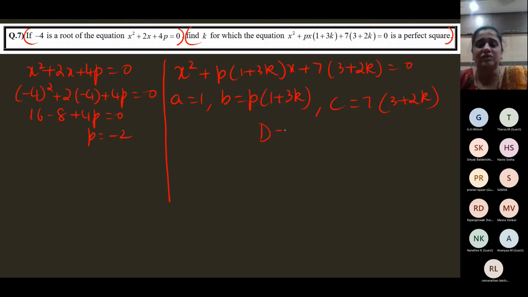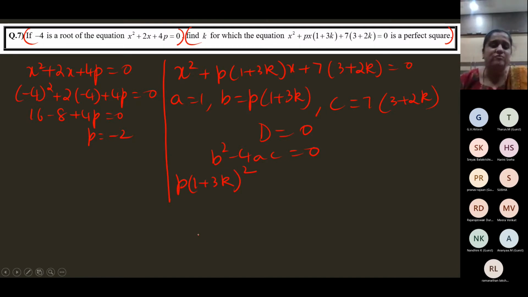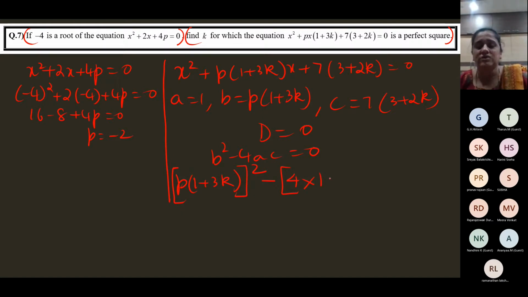Now, what is the condition? D is equal to 0. Why? Because it's a perfect square. And what is D? B square minus 4ac is equal to 0. What is B square? P into 1 plus 3k. Write all this very carefully. If you put the square only on the 1 plus 3k, you're wrong. The whole of B, whatever is B, the entire thing is squared. So you should put the bracket, use a square bracket and put the square outside. The square is for P and for 1 plus 3K. B squared minus 4 into A into C: 4 into A, which is 1, into C, which is 7 into 3 plus 2K.